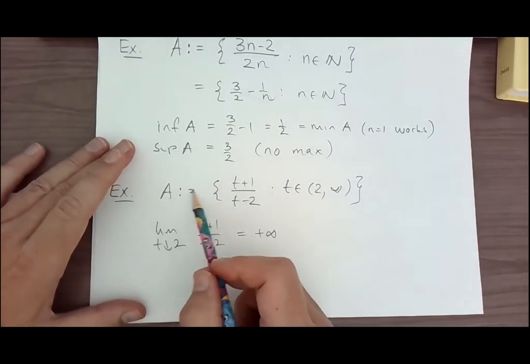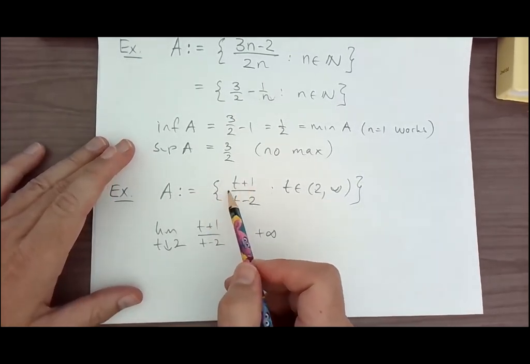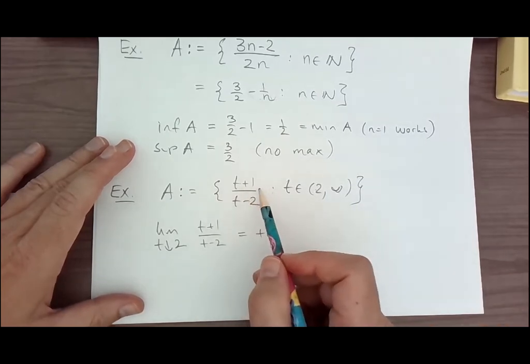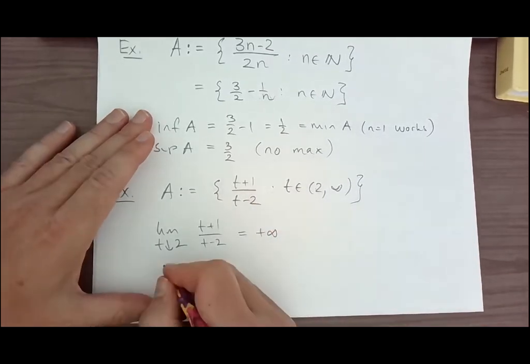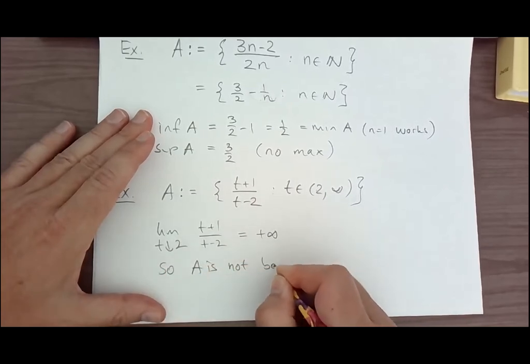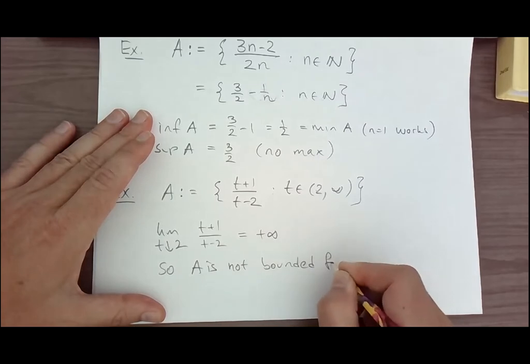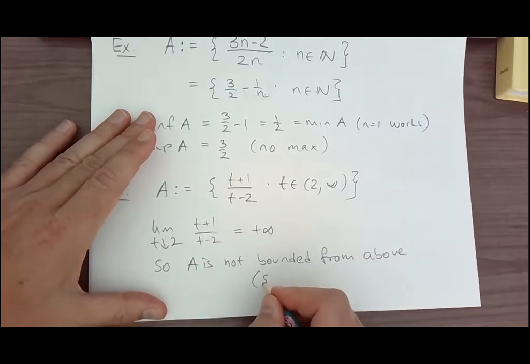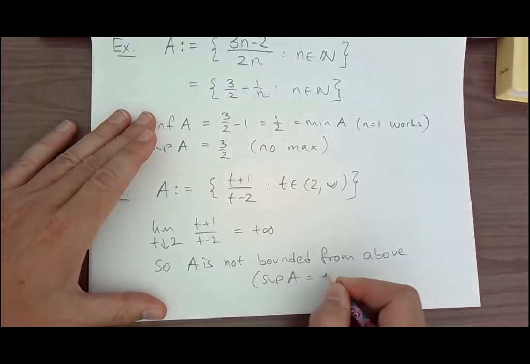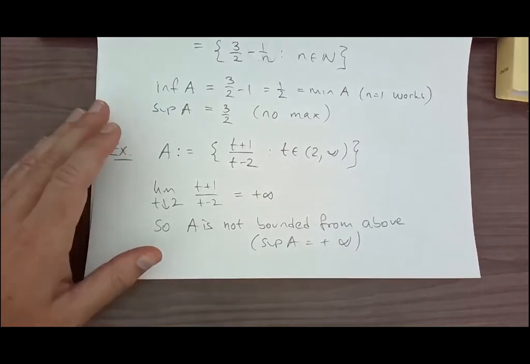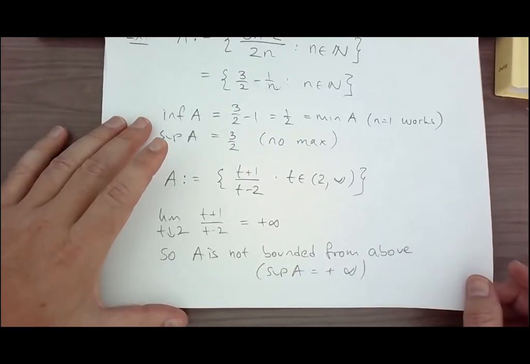So this means that the set A here is huge. This is not bounded from above. If you want, you can then say that the sup of A is equal to plus infinity. Lots of people do that. It is not bounded from above.